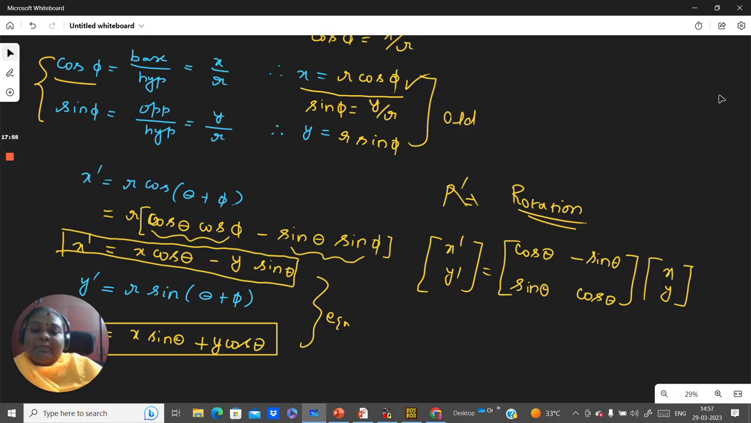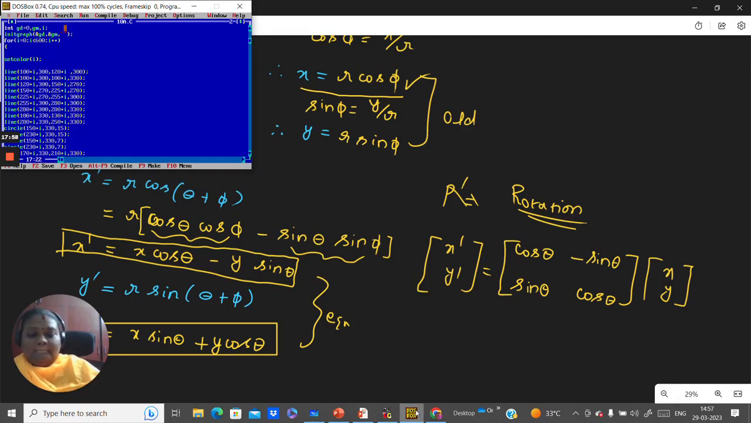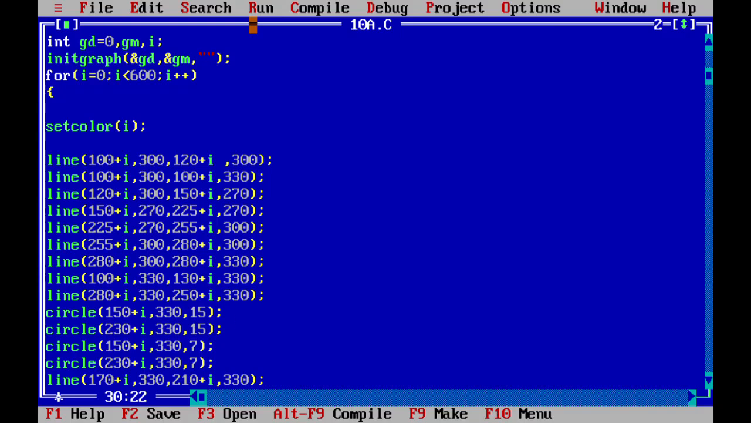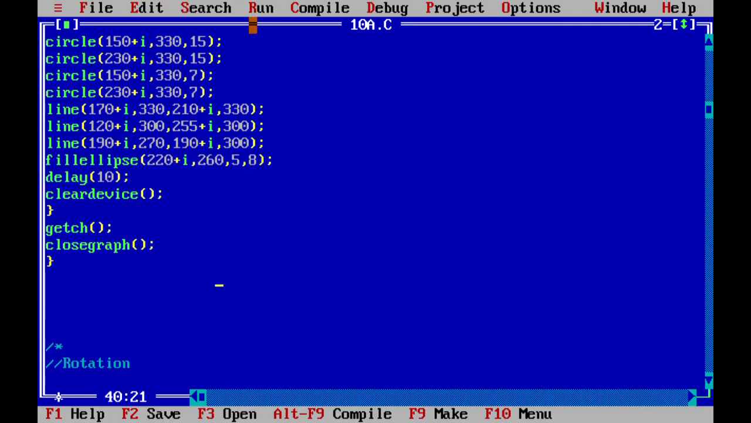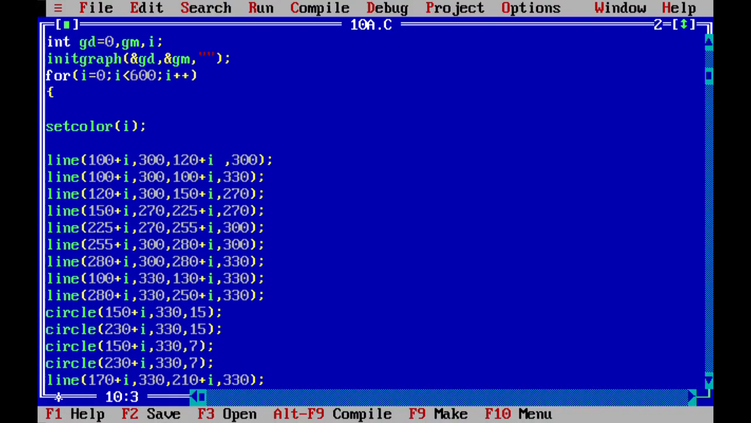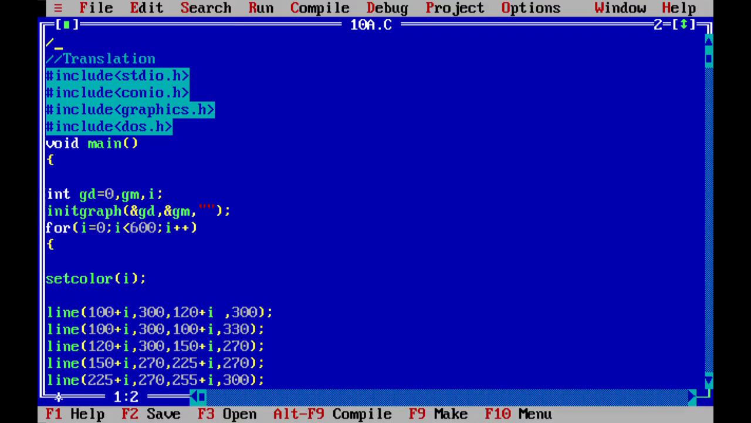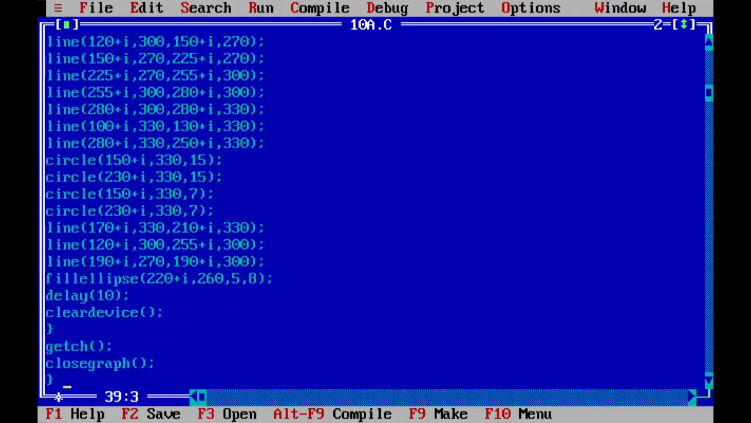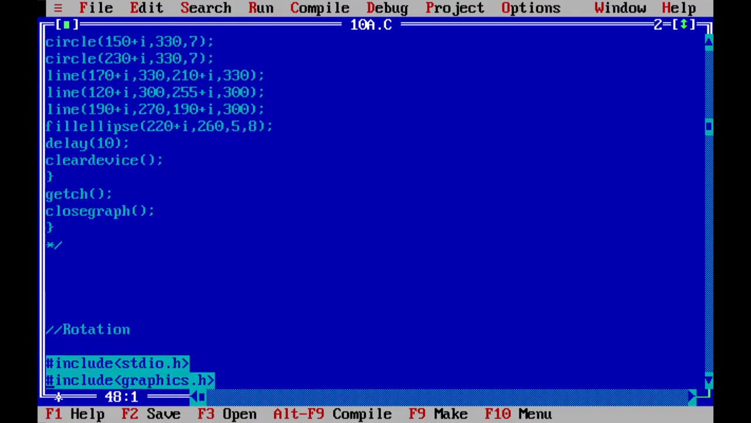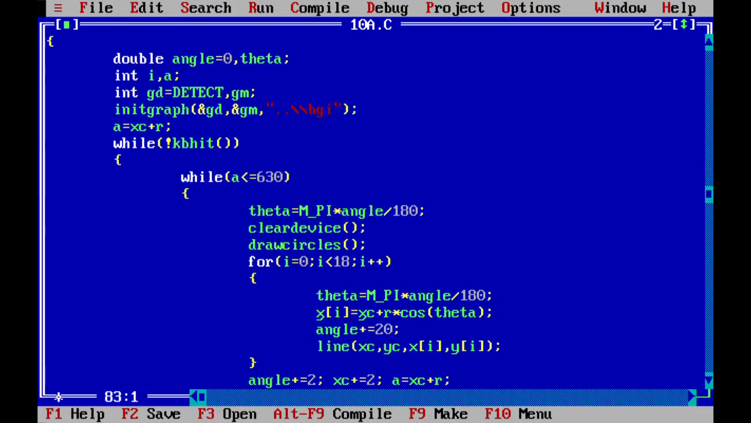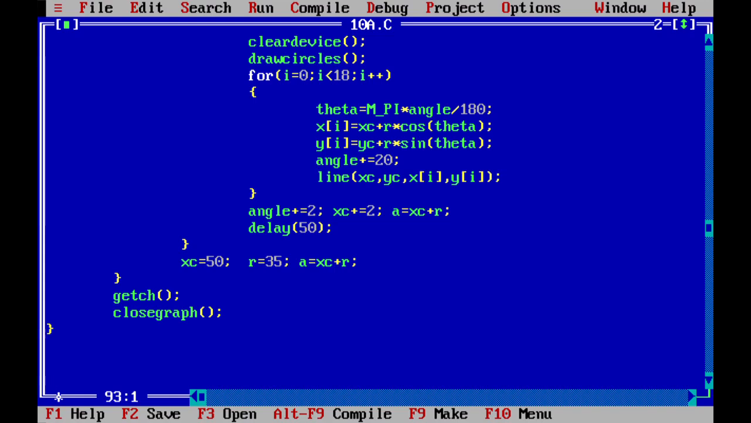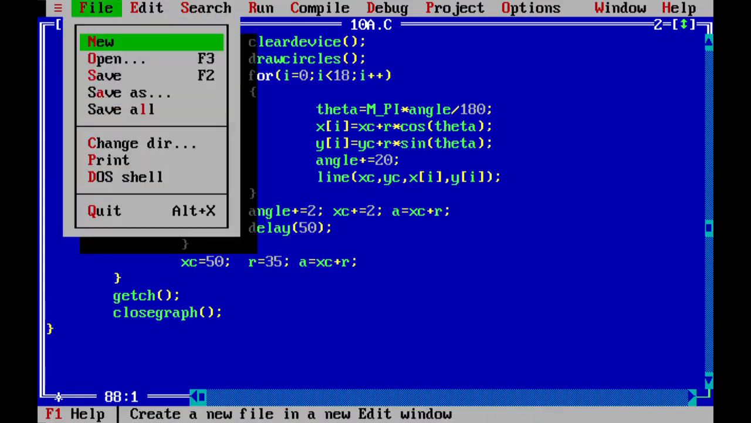Okay. Now go for the demo. I am having all the programs in one set. Therefore, I'm just commenting the translation program and I'm just enhancing the codes of the rotation. So first you see the thing, then I will explain it. So when you see here, the wheel is actually rotating, right?